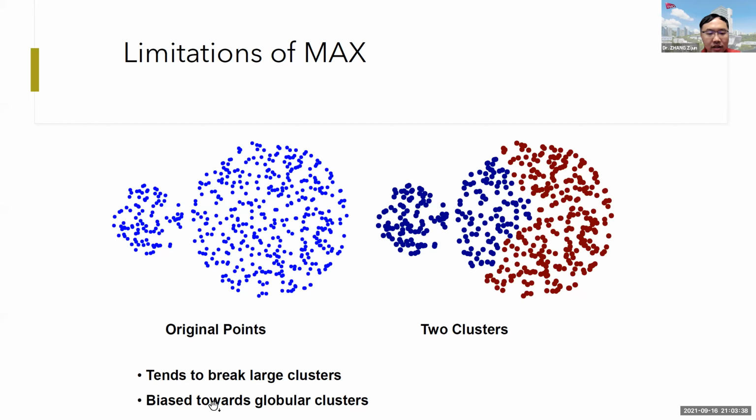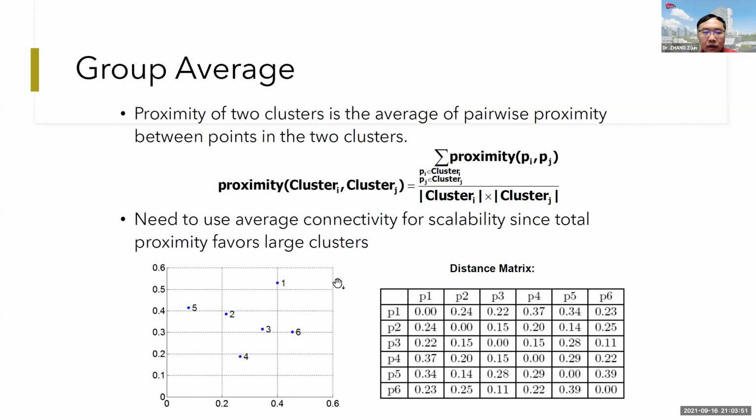And it will be biased towards the globular clusters. Okay, that means you're likely to be biased towards these globular clusters. So the group average is a mix of the two. It does not consider the minimal distance as the measure to update the proximity matrix. Also not the max. It considers the average.